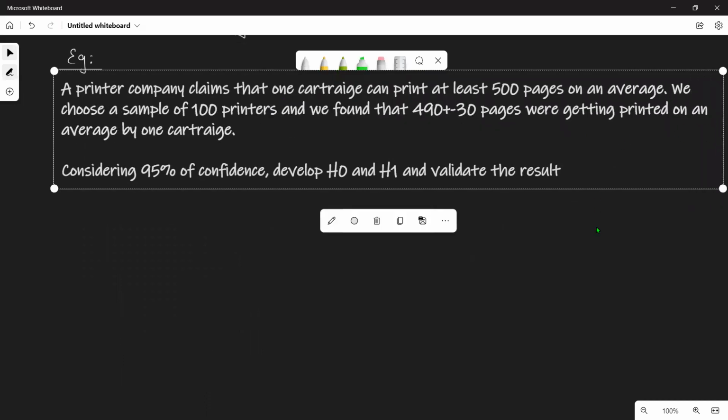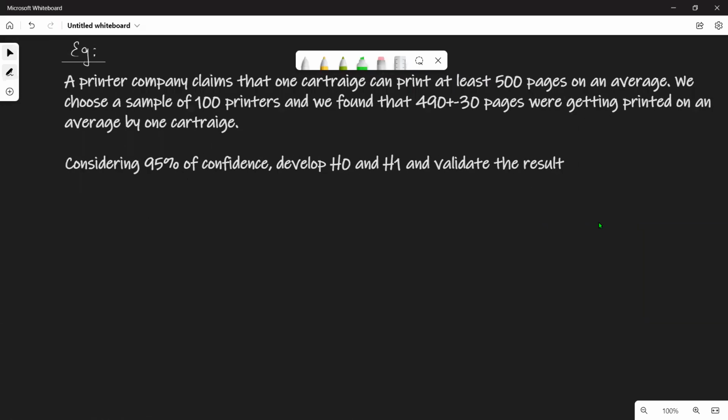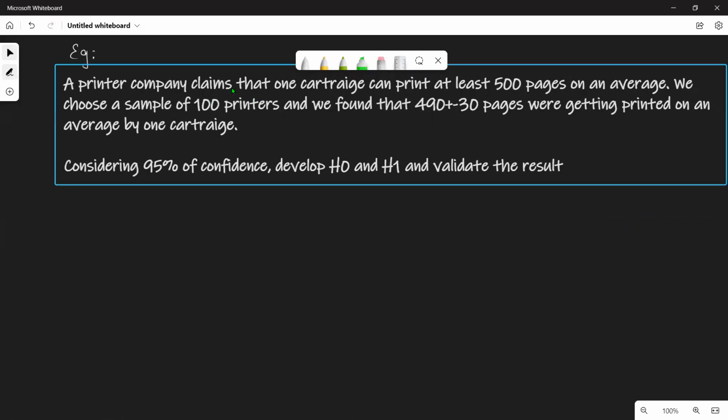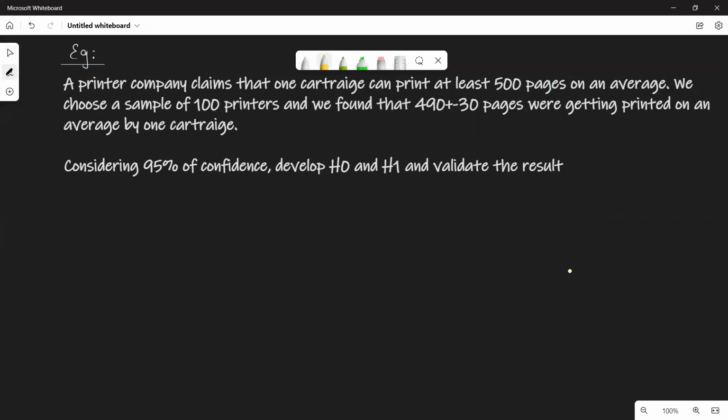We shall see how we solve this using Z-test. I think the question is very clear. The printer company claims that one cartridge can print at least 500 pages. So what is this 500 pages? What is this value? Right, this is the average. So we can consider it to be the population average, because on a whole it is saying this. So this 500 pages is your mu value.